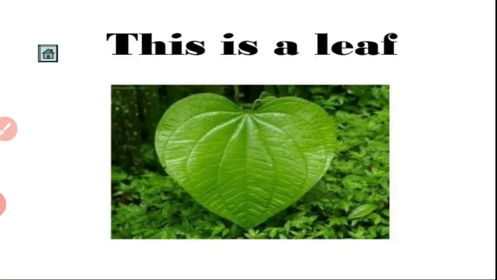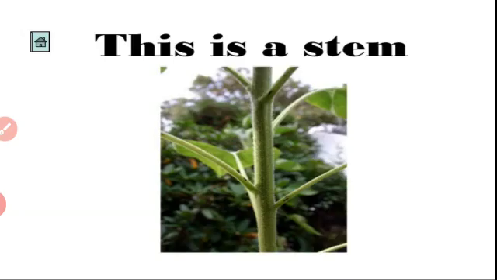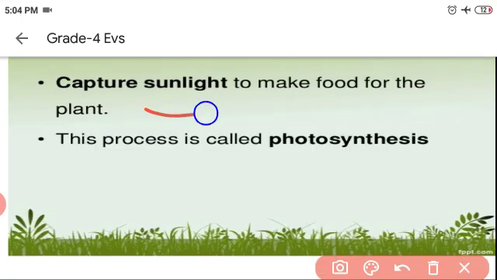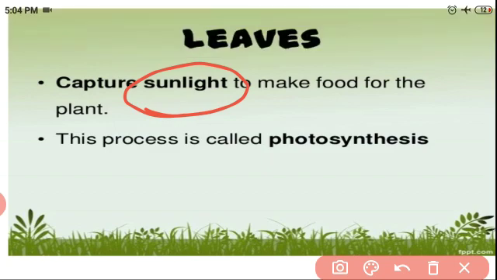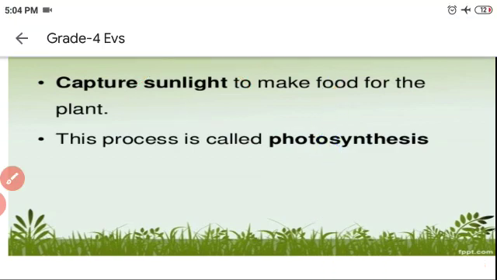What is this? This is a leaf. Shall we see the function of leaf now? Leaves capture sunlight to make food for the plant. What is it doing here? Leaves prepare food for the plant. This process is called photosynthesis. We can split the word into two. Photosynthesis. Shall we go for the next one?